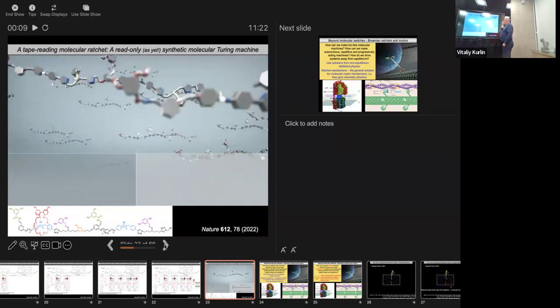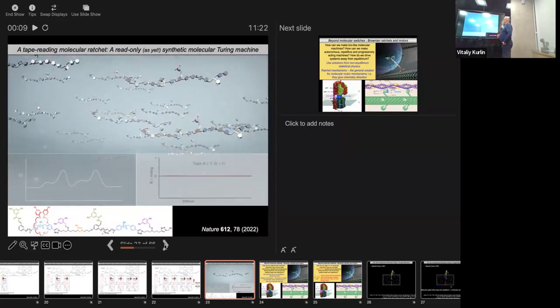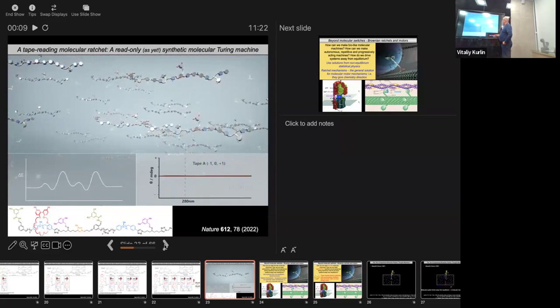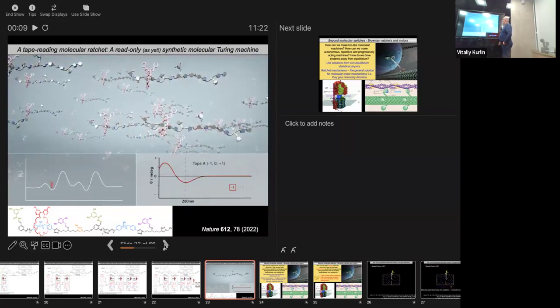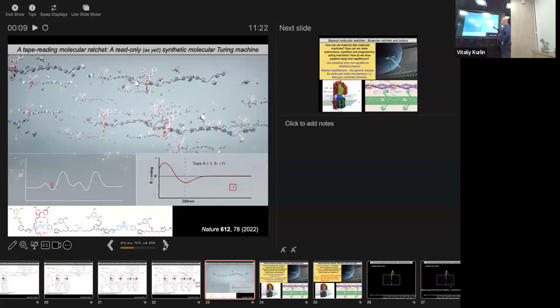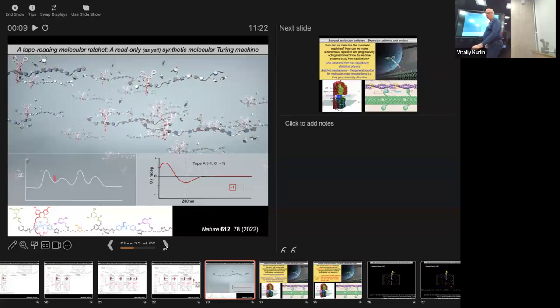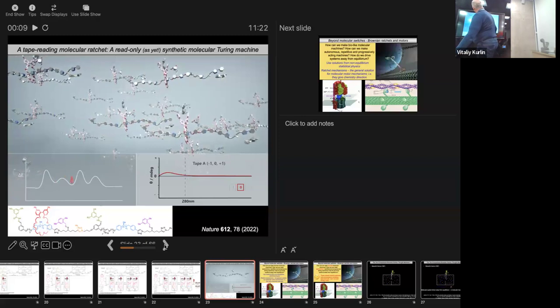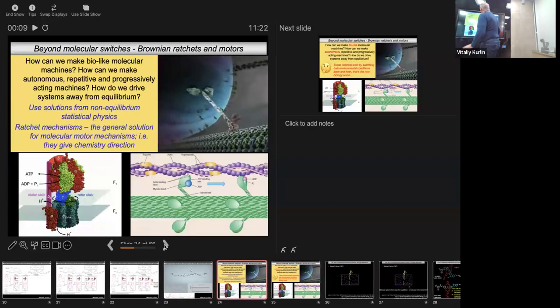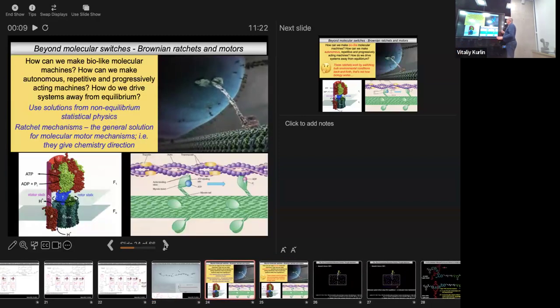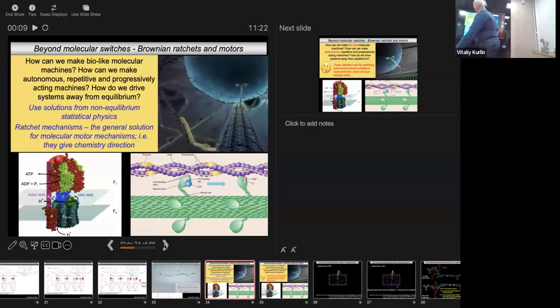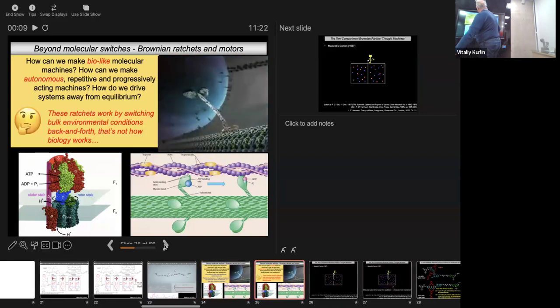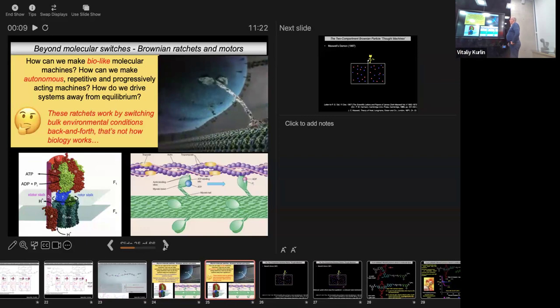And it's not just one machine operating on its own, it's all of the machines doing exactly the same thing. The billions and billions and billions of them, all at exactly the same time. So that's the sort of thing you can do with ratchet mechanisms. And so that's great. That really works. It's a ratchet mechanism. It's reading information, but that's still not how biology works.